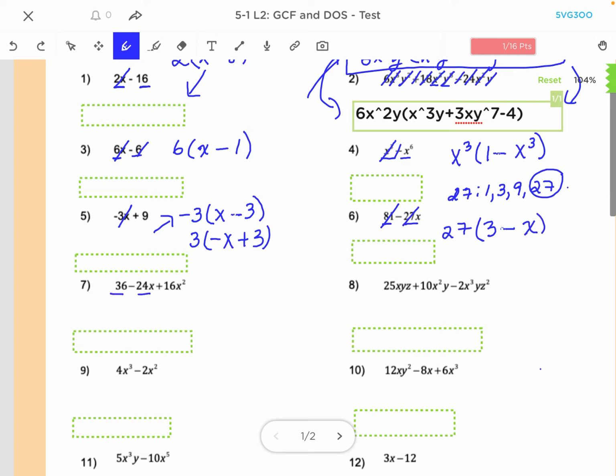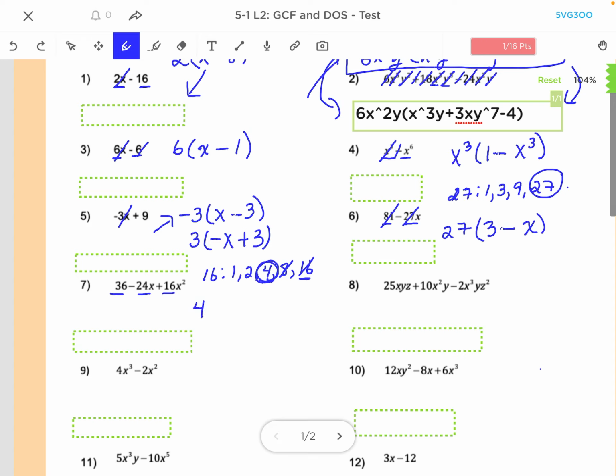Okay, the next one, you have 3 terms, so you have to look for what's common to all 3 numbers. Again, you're looking for the biggest number that you can divide out of 36, 24, and 16. If you want, list all the factors of 16 and go from there. So start with the biggest factor. Can you do 24 divided by 16? Nope. Can you do 24 divided by 8? Yes. Can you do 36 divided by 8 though? Nope, so that can't be it. Can you do 24 divided by 4? Yes. Can you do 36 divided by 4? Yes. So this is the number that's your greatest common factor.